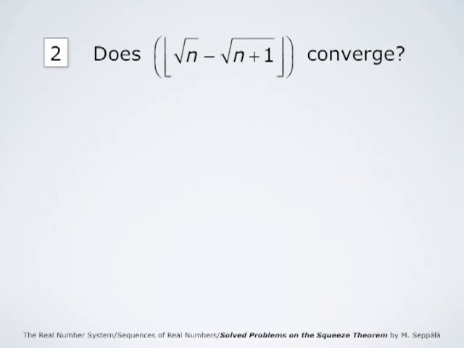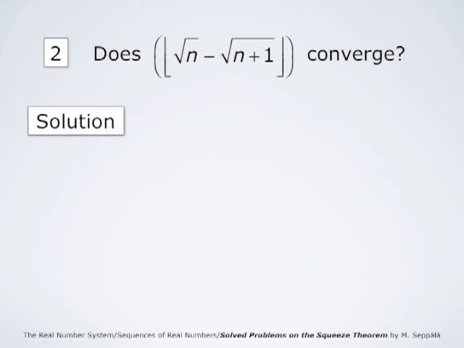Our task in this problem is to figure out whether the sequence formed by the numbers floor of square root of n minus square root of n plus 1 converges or not. We attempted to apply a similar argument as in the solution of the previous problem. We attempted to estimate the general term from above and from below and then use the squeeze theorem. It turns out that this does not work. We have to do something different.